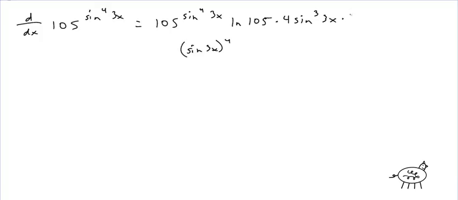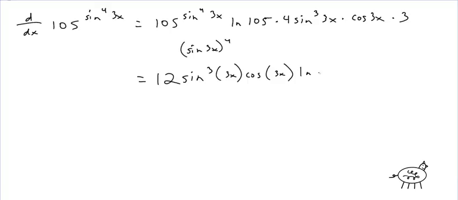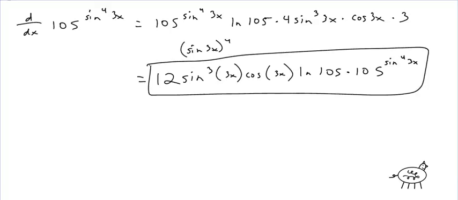Okay, and you're working your way in. What's the next one? What's the derivative of sine of 3x? Cosine of 3x. And now we got to keep going one more notch in there. What's the derivative of 3x? 3. Okay, so we put all that together. The only thing we can multiply is the 4 times 3. So we're going to equal 12 sine cubed of 3x cosine of 3x natural log of 105 times 105 to the sine to the fourth of 3x. Brutal on multiplication here, though. And that's it. That's your answer. Kind of large looking, but it's what it is, math fans.